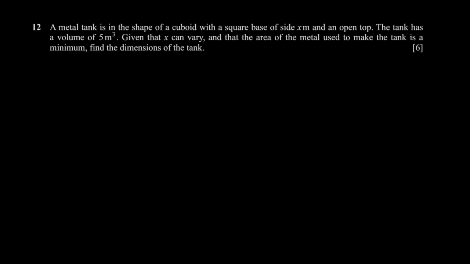All right, then the last question on this paper. A metal tank is in the shape of a cuboid with a square base of side x and an open top. The tank has a volume of 5 meters cubed. Given that x can vary and that the area of the metal used to make the tank is a minimum, find the dimensions of the tank.